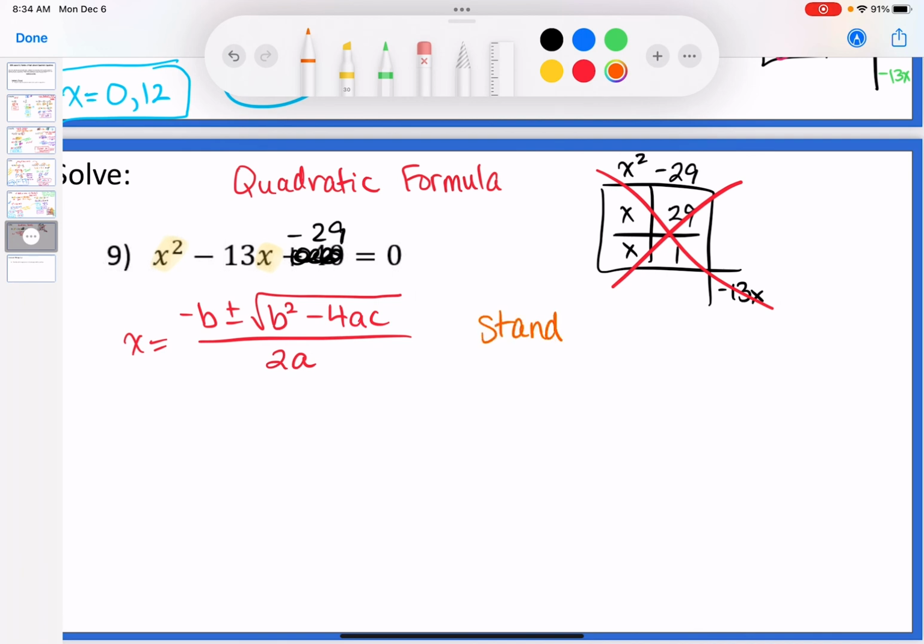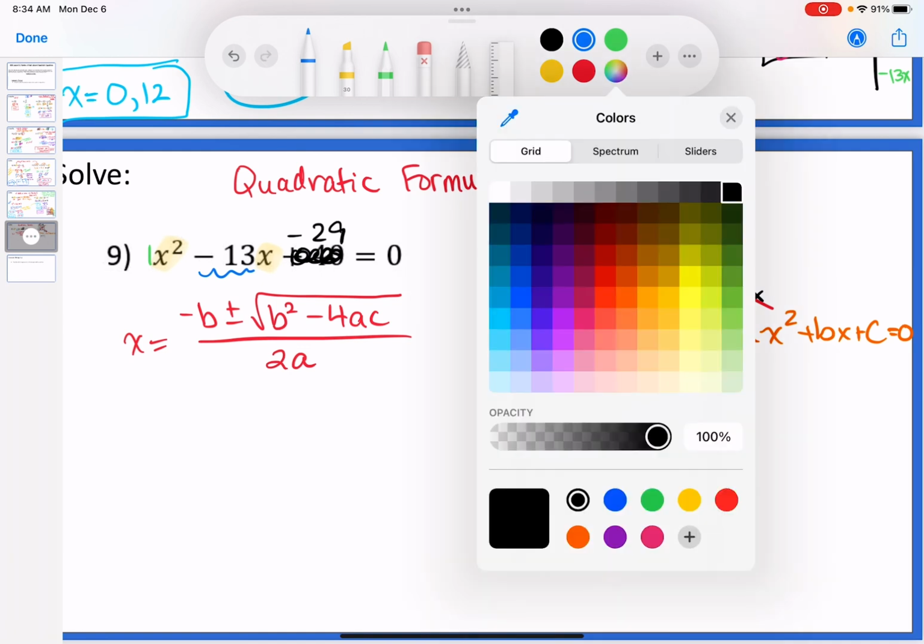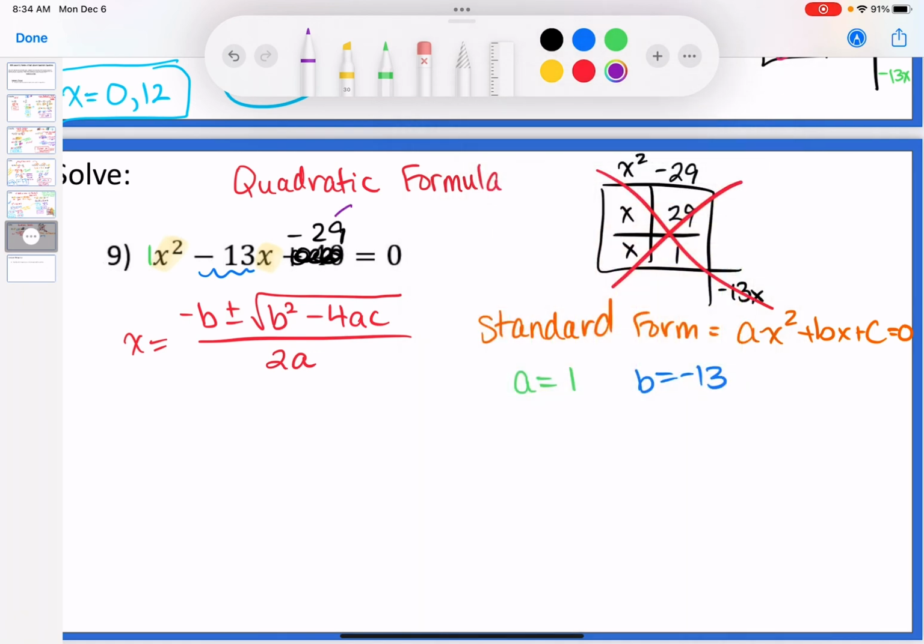Standard form is ax squared plus bx plus c equals 0. So I find my equation is in standard form when it equals 0. Then a is the coefficient of x squared. So a in this case is 1. b is the coefficient of x. And c is our constant, right? Our plain number, so negative 29 in this case.